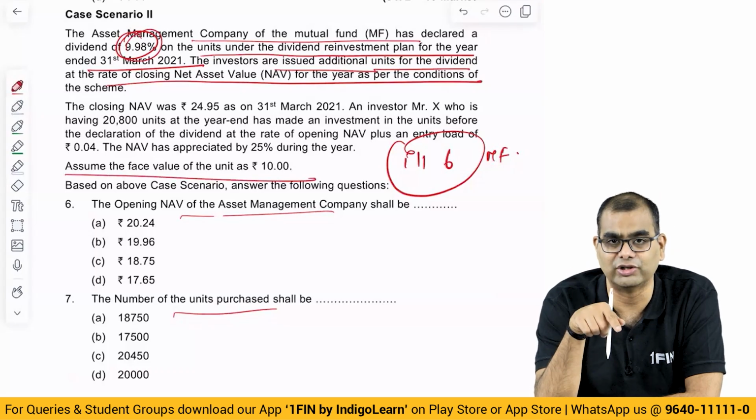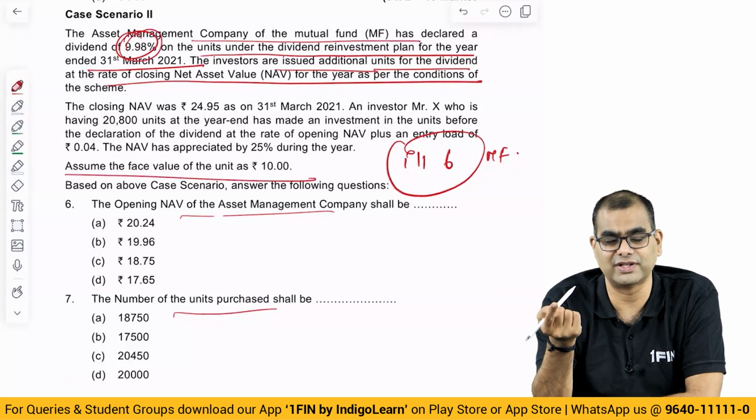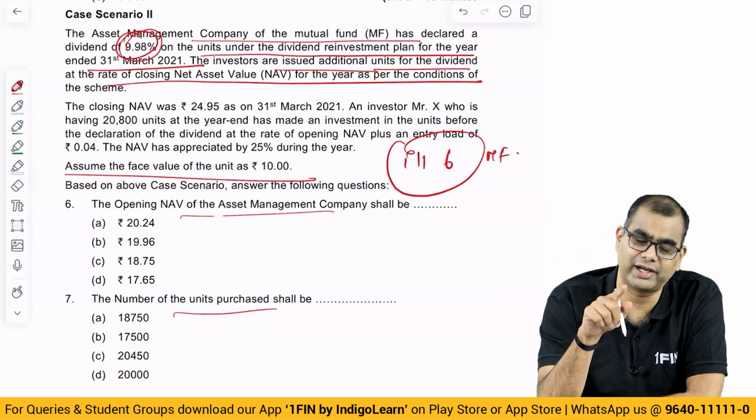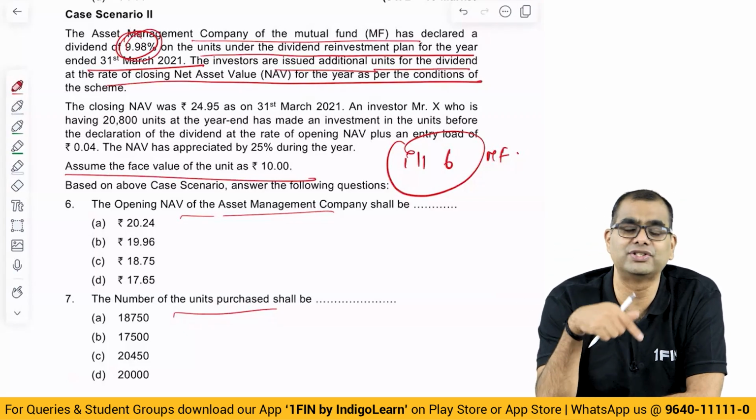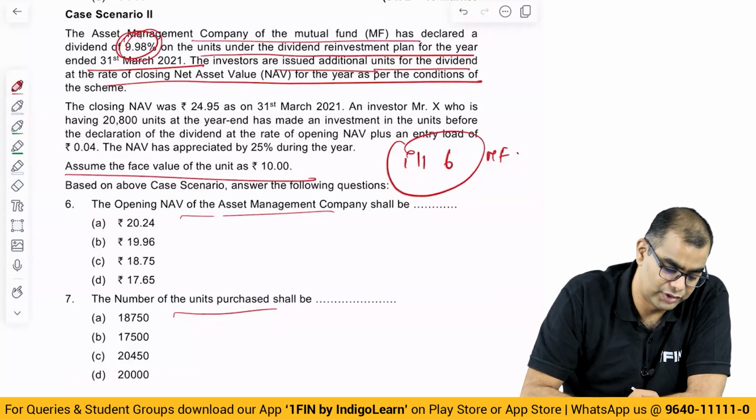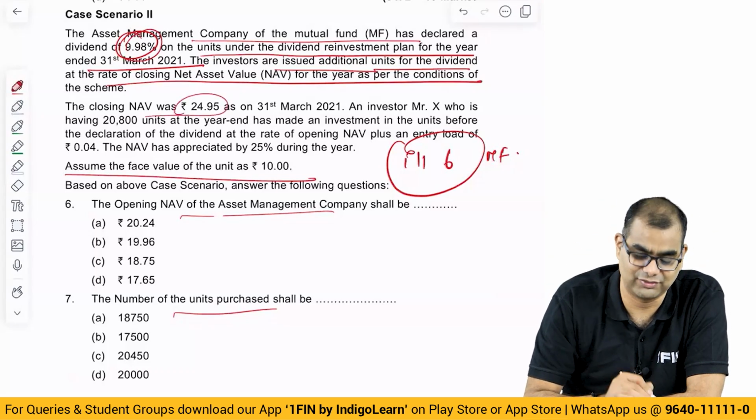So let's say you have 10 units. 10 into 10 rupees face value is 100. 100 into 9.98% is 9.98. That 9.98 is your dividend, which is reinvested at the closing NAV rate. The closing NAV was 24.95.